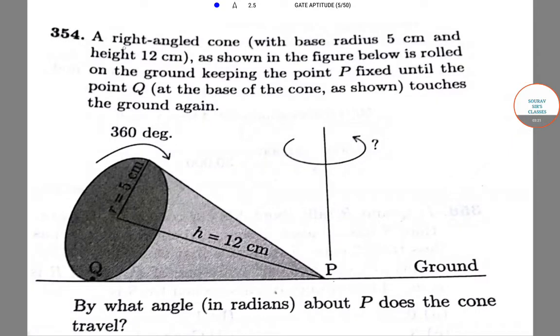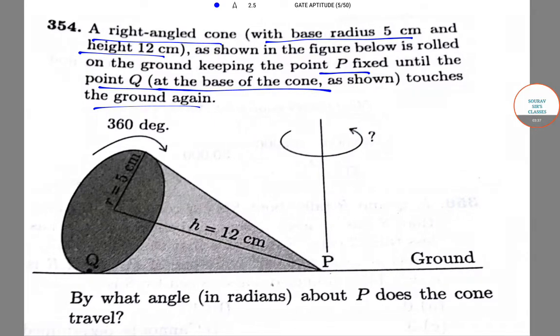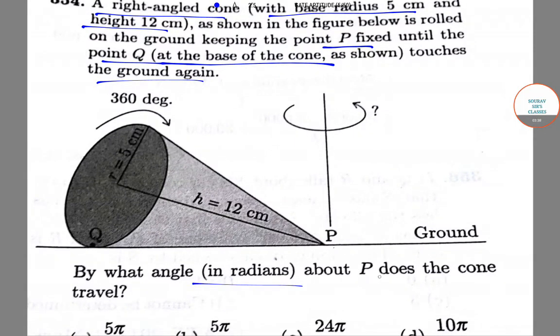The next question is, a right angled cone with base radius 5 cm and height 12 cm, as shown in the figure below, is rolled on the ground keeping the point P fixed until the point Q at the base of the cone as shown touches the ground again. By what angle in radians about P does the cone travel?